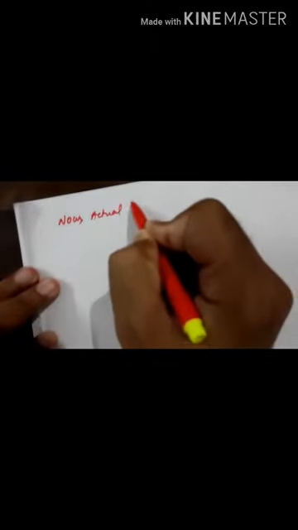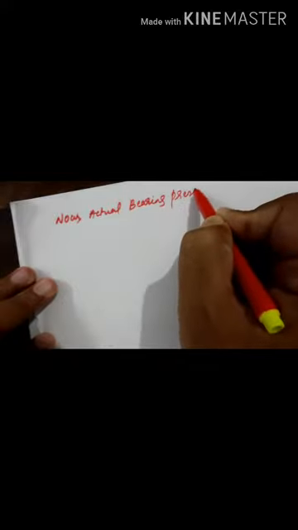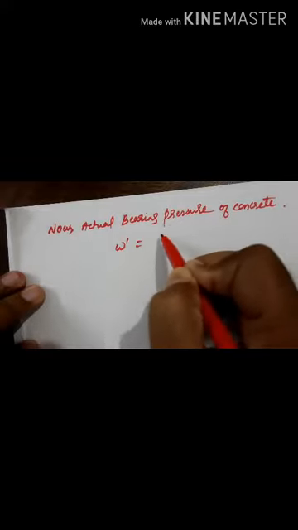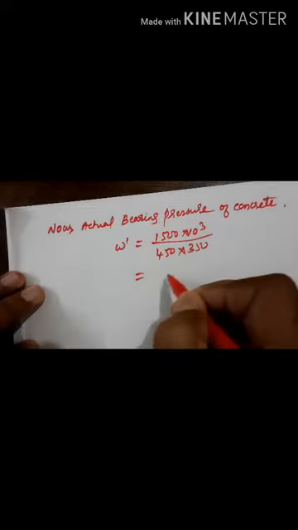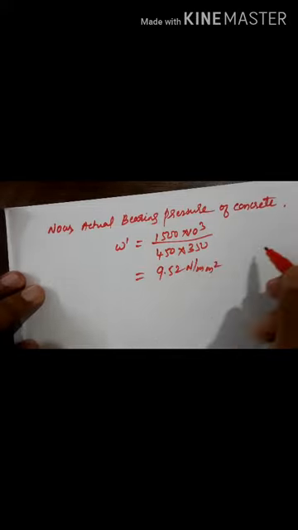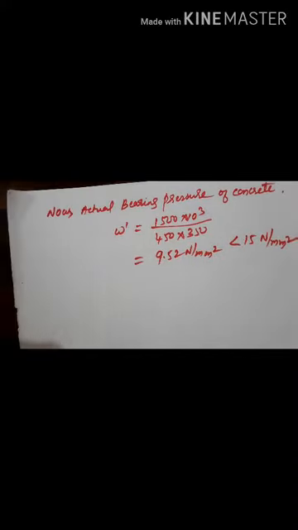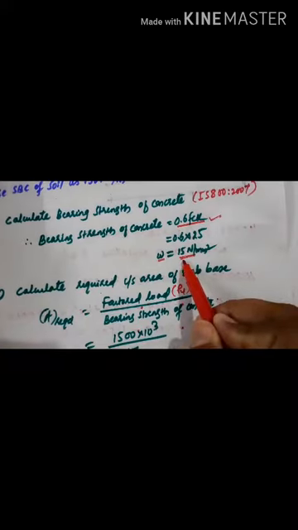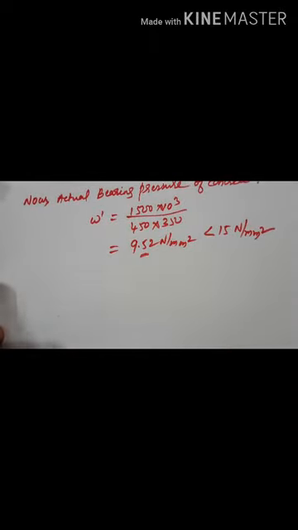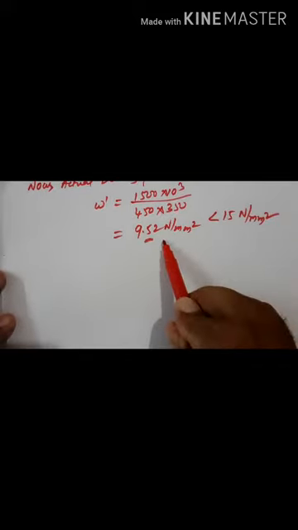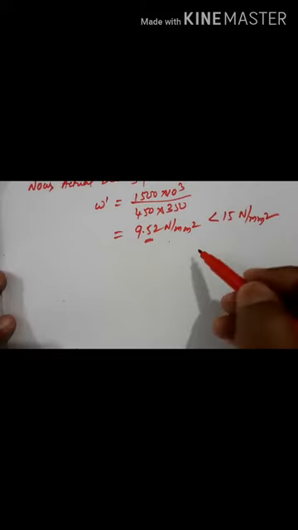Now actual bearing pressure of concrete, you can call it as W dash, that is 1500 divided by this one, then actual area 350, we get 9.52 Newton per millimeter square. So which is less than permissible? The permissible we have got 15 Newton per millimeter square in previous step. So we are having a permissible is 15, but after providing a base plate size, that is L into B as 450 by 350, we are having a bearing pressure of concrete as 9.52, which is less than the 15. It is not crossing the 15, hence safe.